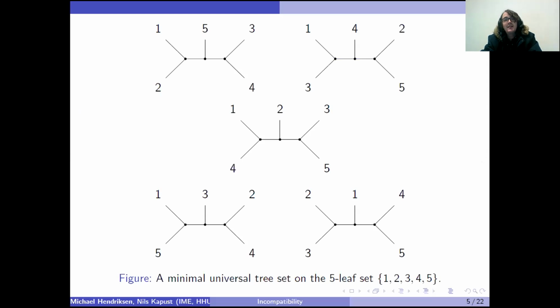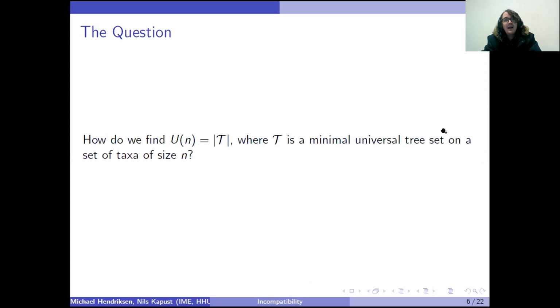Oh, just quickly, sorry. This is a minimal universal tree set on 5 leaves. So it displays every single split on 5 leaves there. You can pick whichever one's your favorite and find it somewhere there.